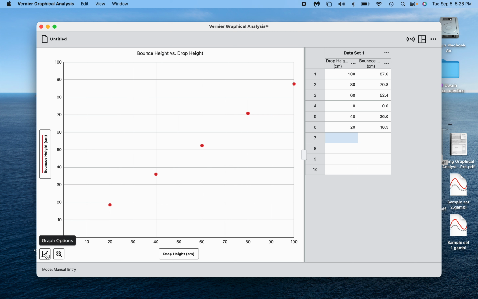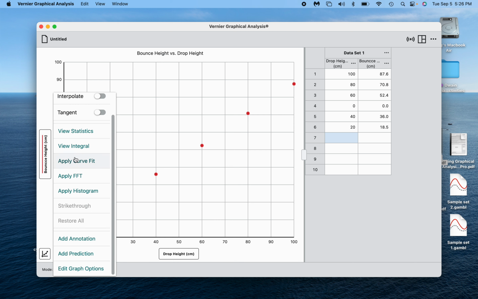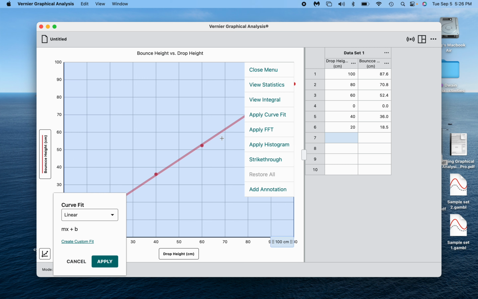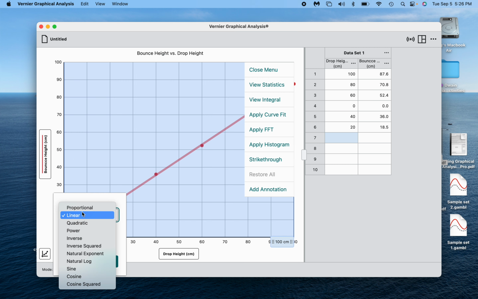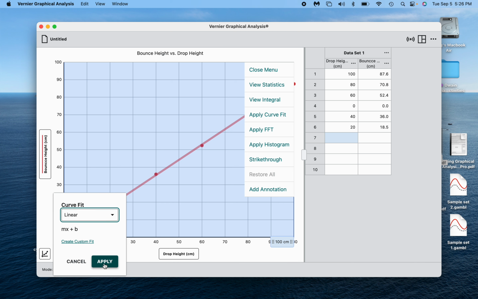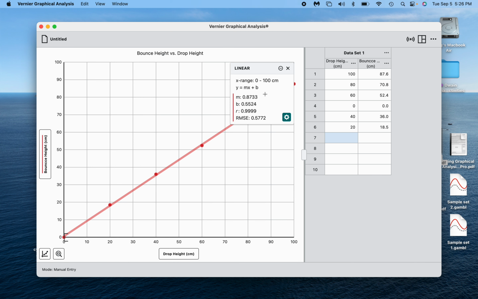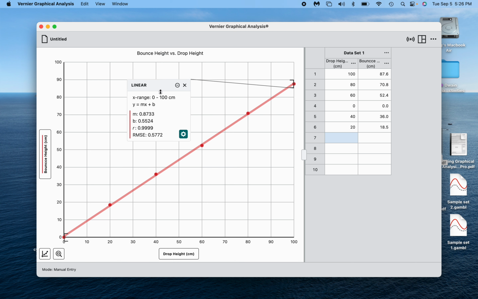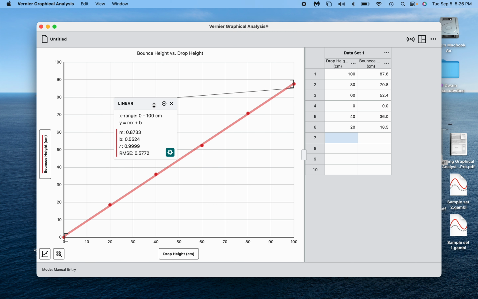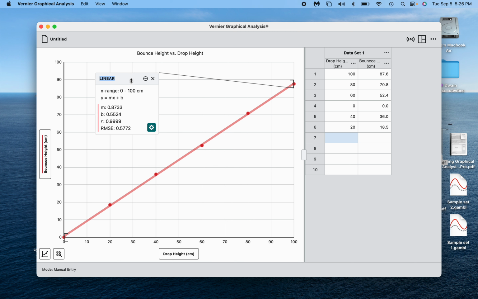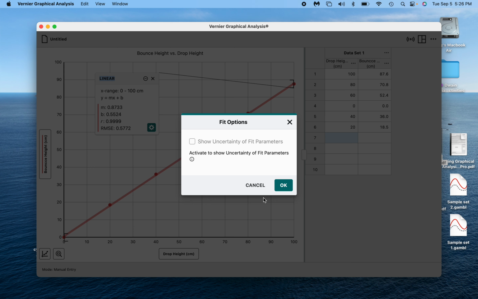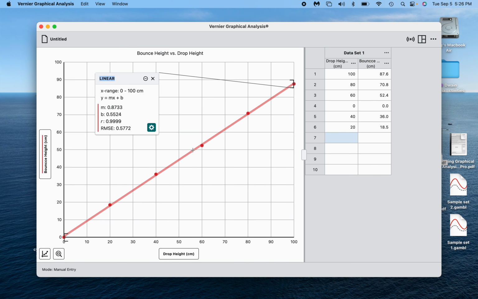I'm going to go down here again to graph options, and I'm going to apply a curve fit. For a while, we're just going to use a linear fit. There are a bunch of other fits in there, but we're going to use linear. So I'm going to apply that, and lo and behold, it looks great. I can move this dialog box around by selecting it, holding down on the trackpad, and then moving it over.